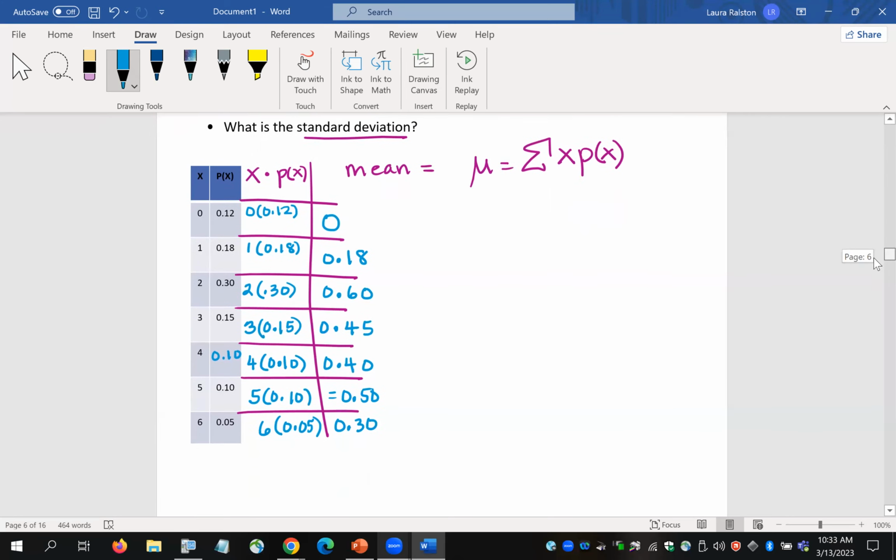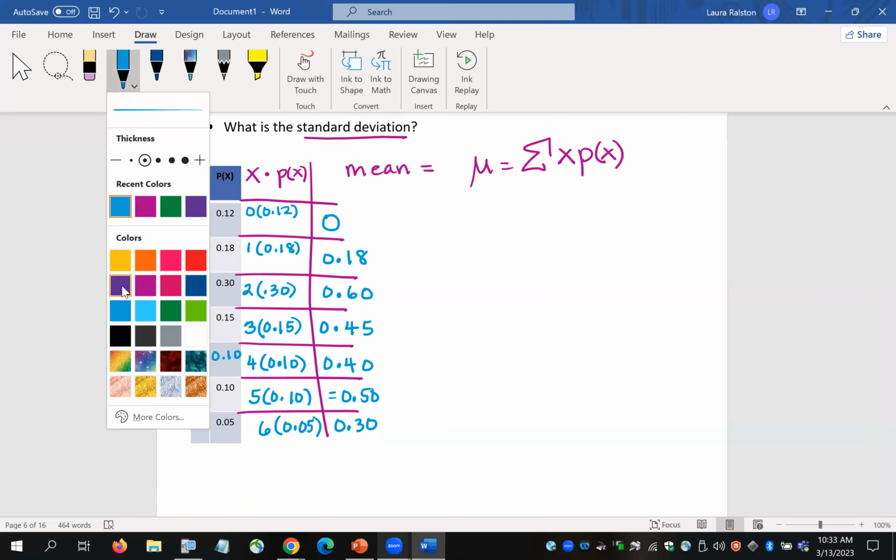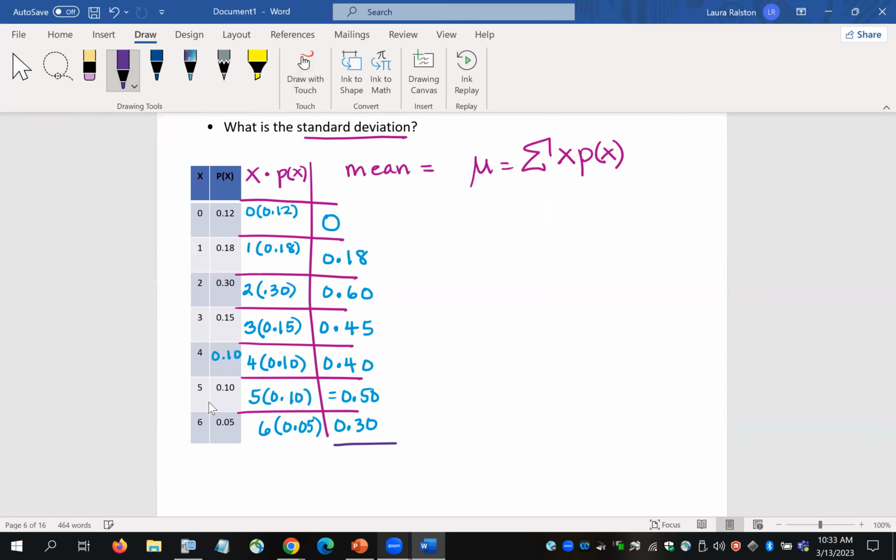Now, I did all that in my head. Guys, if you can't multiply that, the X times the P of X in your head, please get the calculator. Okay, but we take each X, multiply it times its probability, and get our answers. And then we total those answers up. Okay, so I'm going to add these values up.